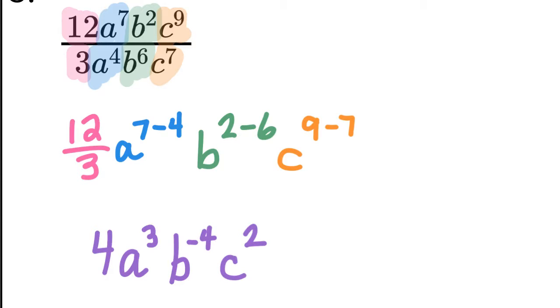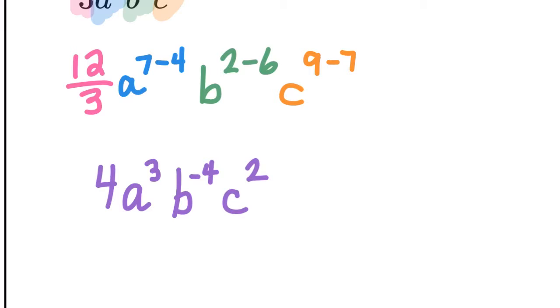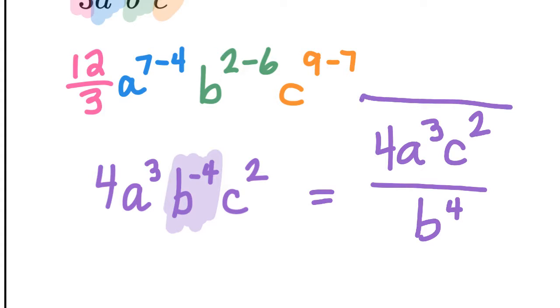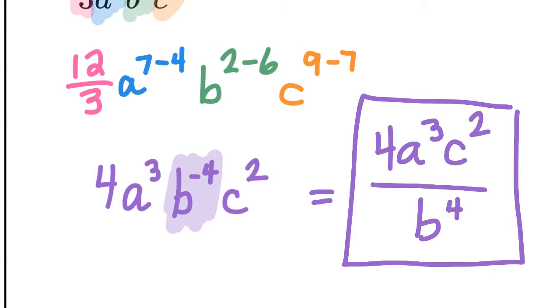So this is already correct, but there's another property that I need to use here. Anytime that you have a negative exponent, so right here that B has a negative exponent, you can move it down to the denominator and change that exponent into positive. So what's going to happen here is the 4, A cubed, C squared, all of those were positive exponents, so they get to stay where they're at. But the B, since that one was negative, is going to move down to the bottom. So this is my final answer.